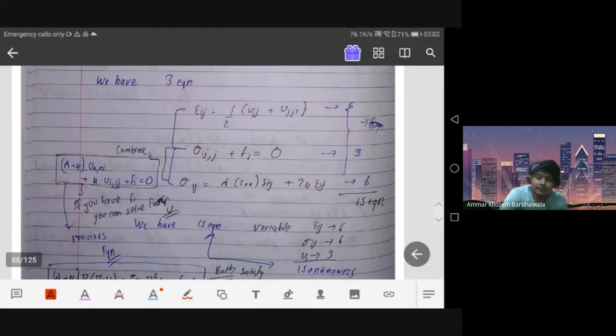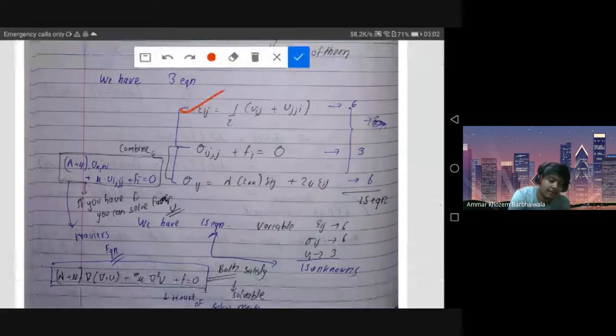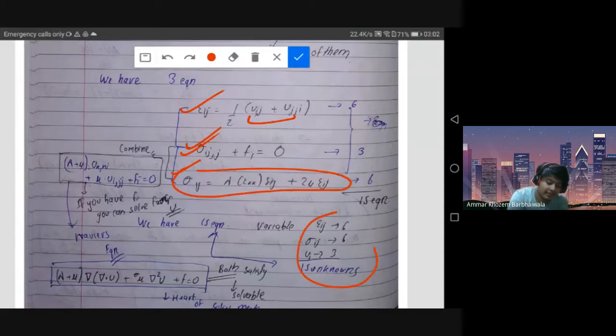Okay, so now we have three equations, right? One being the epsilon strain equation, which relates to u, and the other two being the moment and force balance, and the third one being Hooke's law, the constitutive relation. So we can basically add them up. The number of unknowns equals the number of equations: 15 unknowns and 15 equations.